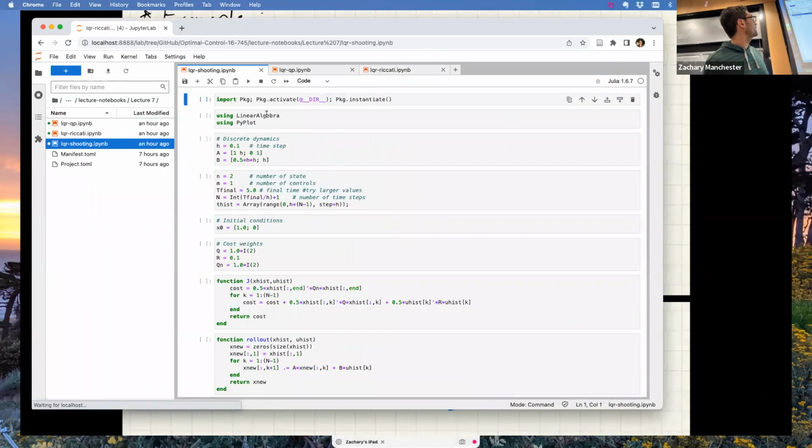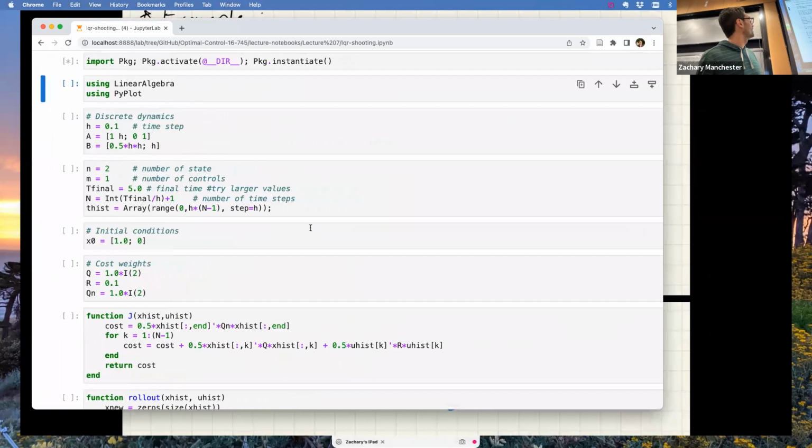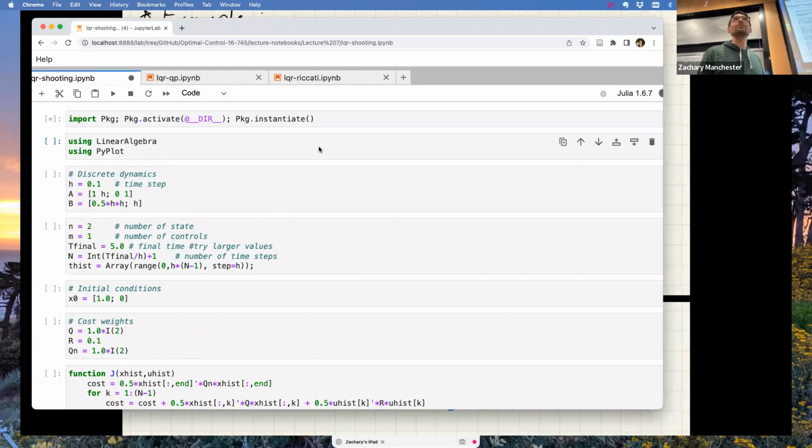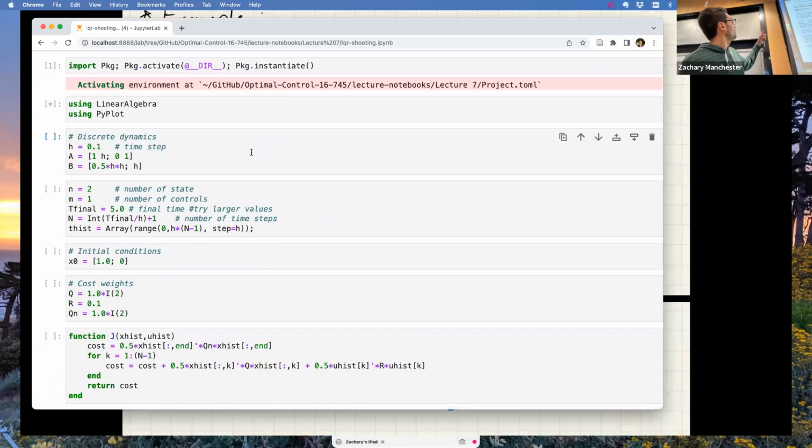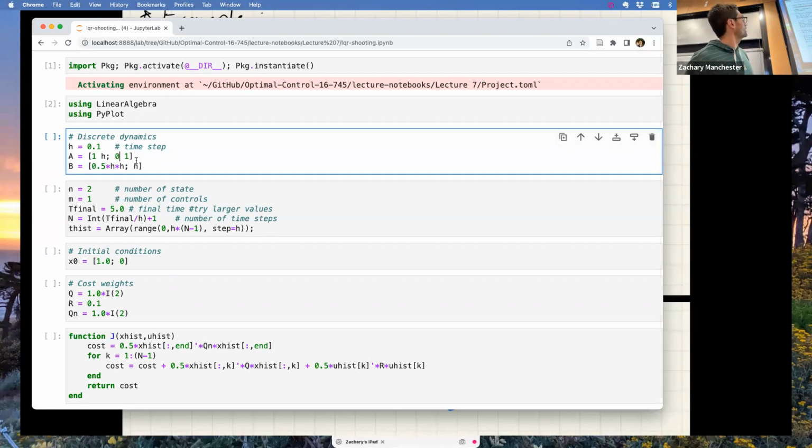So here's the shooting thing. Let's fire this guy up. Oh yeah, you guys want me to zoom in, right? Let's try. Is that okay? You see that? Okay, cool. So here's the dynamics I just wrote down with h equals 0.1 seconds, so like 10 hertz. It's literally the matrices we just wrote down in the notes.